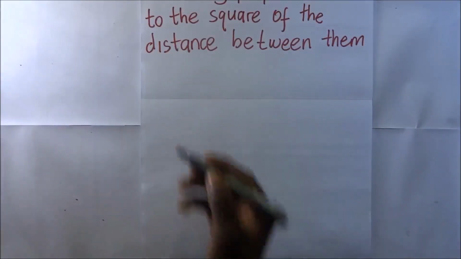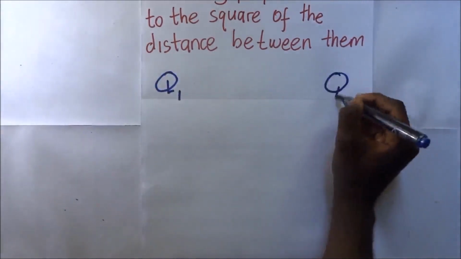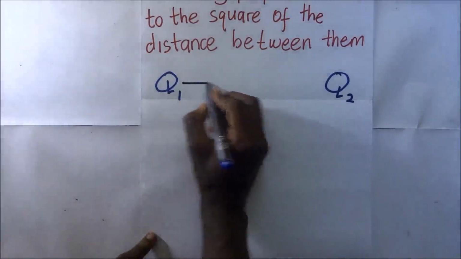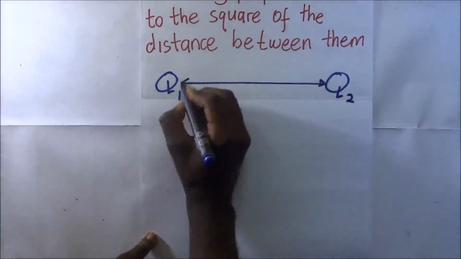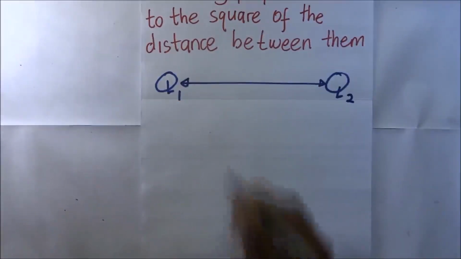Let's assume we have two point charges. We label them Q1 and Q2. Those are two point charges. These two point charges are separated by a distance. We are going to call the distance of separation R.